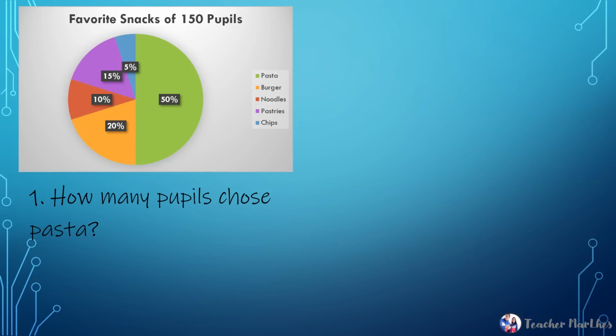Okay, so ang gagawin lang natin para ma-compute kung ilan yung batang pumili ng pasta. So 150 times 0.50. So ilan yung pasta, ilang percent? 50%. So ilan ang total ng mga bata? 150. So 150 times 0.50. So, 50% kinonvert sa decimal. So, naging po siyang 0.50. So, 150 times 0.50 is equal to 75. So, 75 pupils choose pasta.